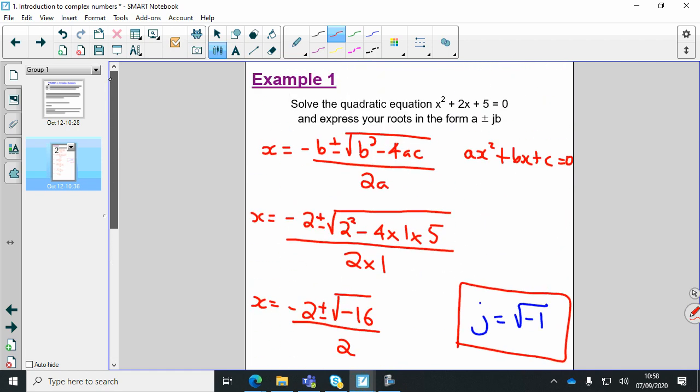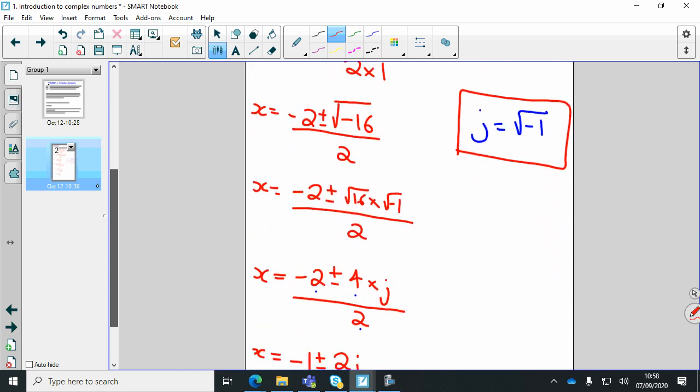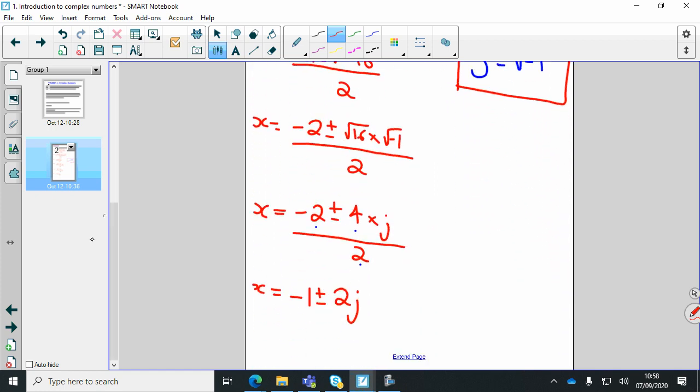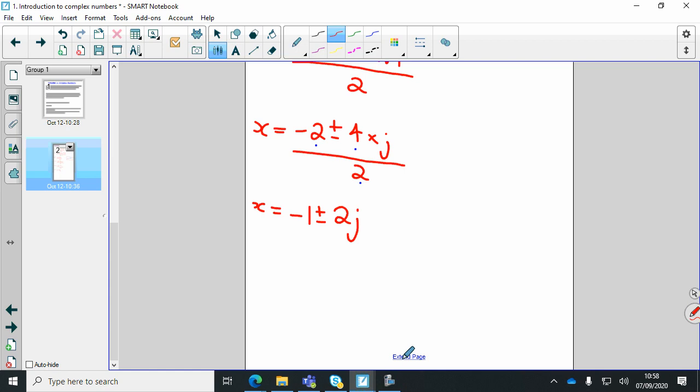Now it says express your roots in the form a plus or minus jb, which is kind of what we've got. But the convention when writing a complex number is to write the j in front of, in this case, the 2. That shows us it's different from an algebraic expression and is instead a complex number. That is the only time you will conventionally see a letter in front of a number in mathematics.